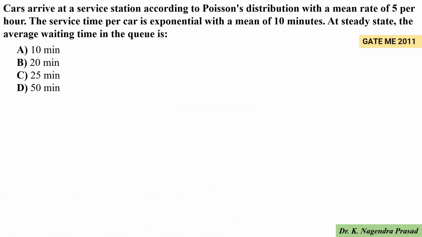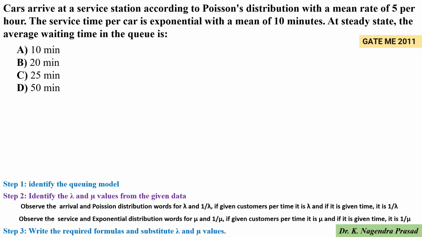So next question: cars arrive at a service station according to a Poisson distribution with a mean rate of 5 per hour. The service time per car is exponential with a mean of 10 minutes. At steady state, the average waiting time in the queue is. So first I have to identify the lambda and mu values. The arrival rate is given as 5 per hour, so 5 cars per hour.